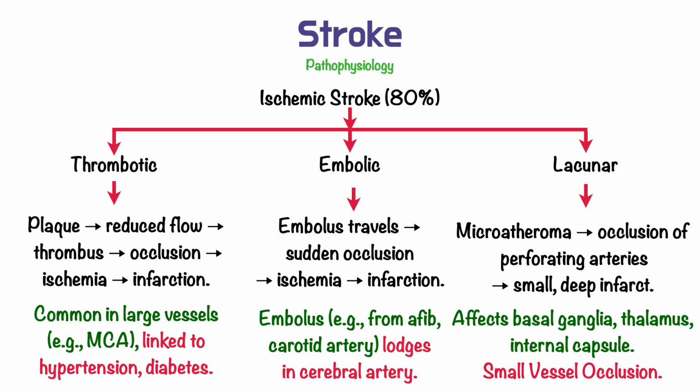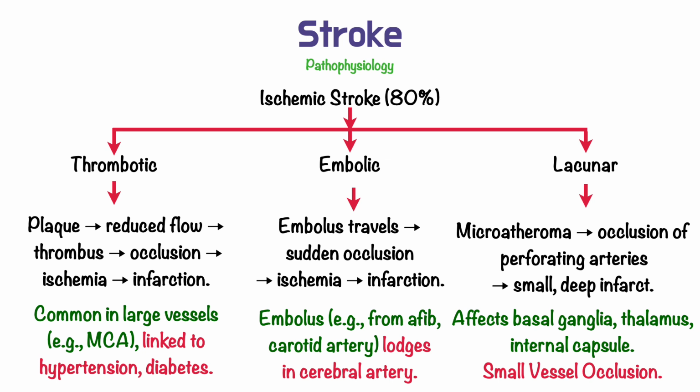So let's talk about ischemic stroke, which is present in 80% of individuals with stroke, right? In thrombotic stroke, what actually happens is there is plaque formation, like atherosclerotic plaque in vessels, and that will obstruct the lumen of the vessel, reducing blood flow, right? That will form an in situ clot, that is a thrombus, and occlude the vessel, leading to ischemia in the distal part of the vessel, and finally infarction. They are common in large vessels, as in the middle cerebral artery, and are linked to diabetes and hypertension.